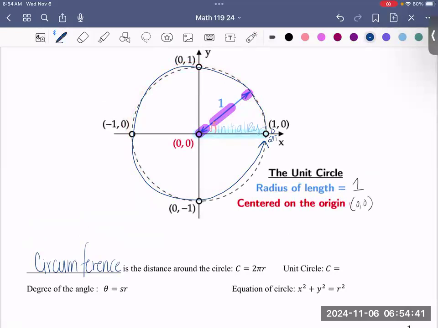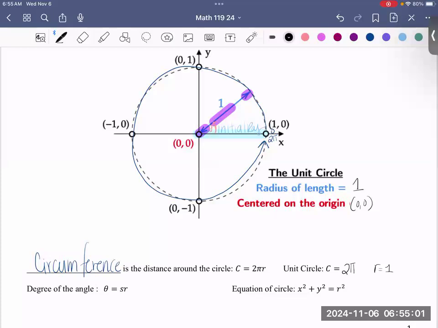2 pi. Now, the r is talking about your radius, which we said, in our case, is equal to 1. So on the unit circle, when it talks about circumference, we're just talking about 2 pi. Again, this is because your radius is equal to 1.